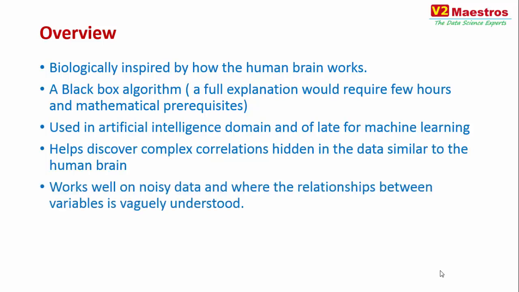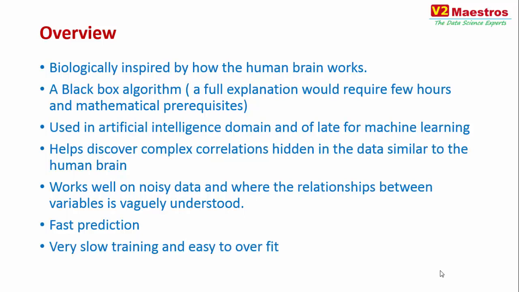It works very well with noisy data, and it works very well with variables whose relationships are not that easy to understand. The prediction part is fast, building the model is slow. So predictions are fast, building the model is slow, and it is very easy to work with. It is used in a lot of artificial intelligence situations of machine learning, like facial recognition or character recognition, sensors and stuff like that.